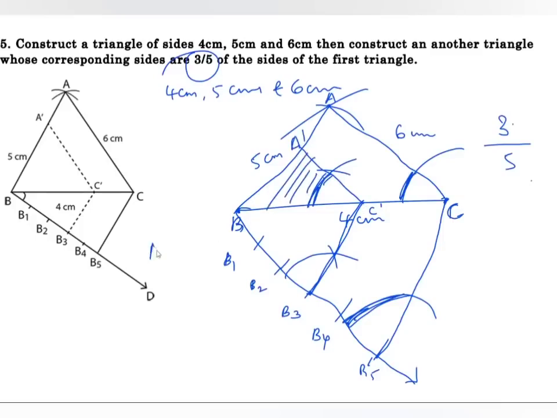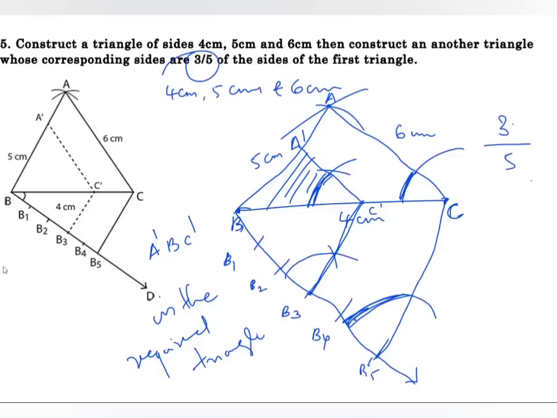Now A dash, B, C dash is the required triangle. Students, construction questions are a little clumsy, but if you follow the steps that I am telling, you will get the exact figure as shown here.